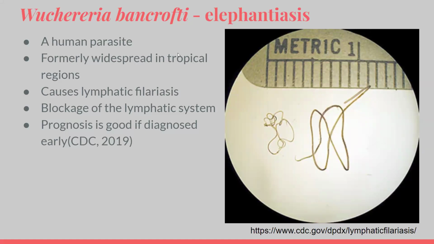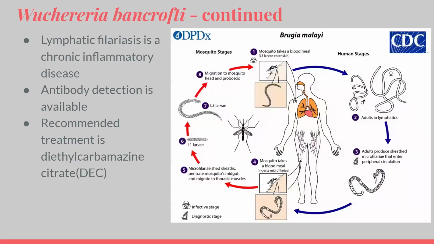It is a human parasite. It can occur in animals, but it is considered that there's no epidemiological impact that is great enough in animals to consider Wuchereria bancrofti to be an animal or zoonotic pathogen. It just uses the animals as reservoirs. It causes a disease called lymphatic filariasis, and it's the blockage of the lymphatic system that is very detrimental. The prognosis for this disease and pretty much every single other disease that is caused by parasites is good if it is diagnosed early. So here we have another diagram from the CDC.